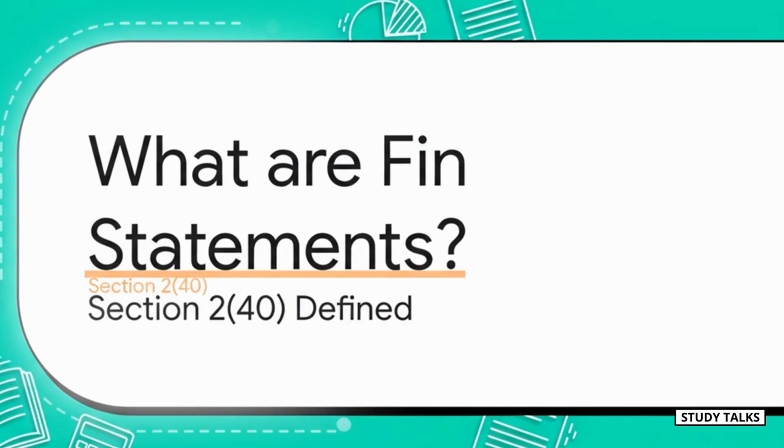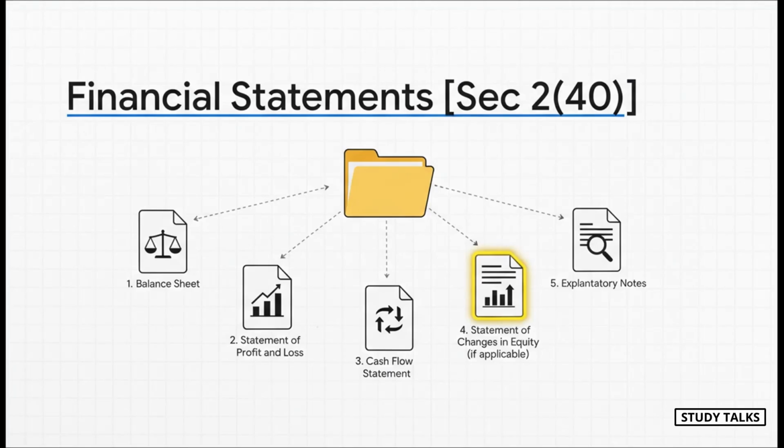What does Section 240 of the Companies Act actually consider a complete set of financial statements? So, according to the law, a complete set of financial statements isn't just a P&L and a balance sheet. It's a whole package deal of 5 things. You've got your balance sheet, showing the position at year end, your statement of P&L for the performance during the year, the cash flow statement, the statement of changes in equity if it's applicable, and then number 5, the one that students so often forget but is just as critical, the explanatory notes. The notes are an integral part of the financial statements.